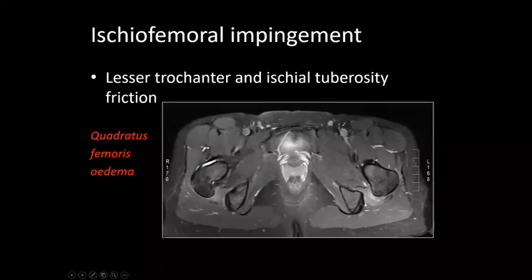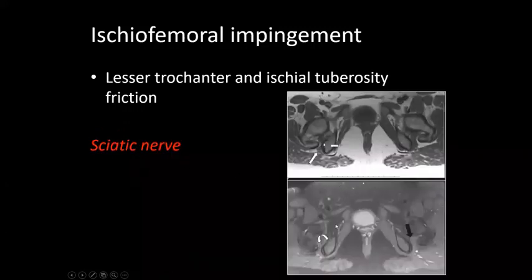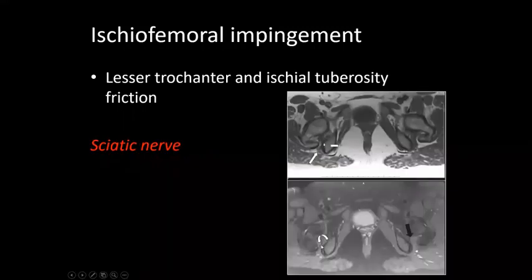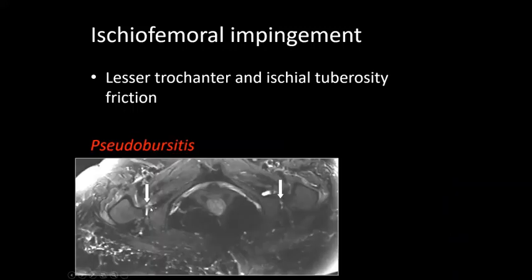So always when you see edema in the quadratus femoris muscle, think about ischiofemoral impingement as a pathology that can be associated with compression of the quadratus femoris muscle. Here we have again entrapment of the sciatic nerve at the ischiofemoral interval, so it becomes a problem for these patients because they can develop sciatica-like symptoms. Here we have another patient who developed pseudobursitis at the ischiofemoral interval, on both sides. That's another manifestation of ischiofemoral impingement, which is pseudobursitis.